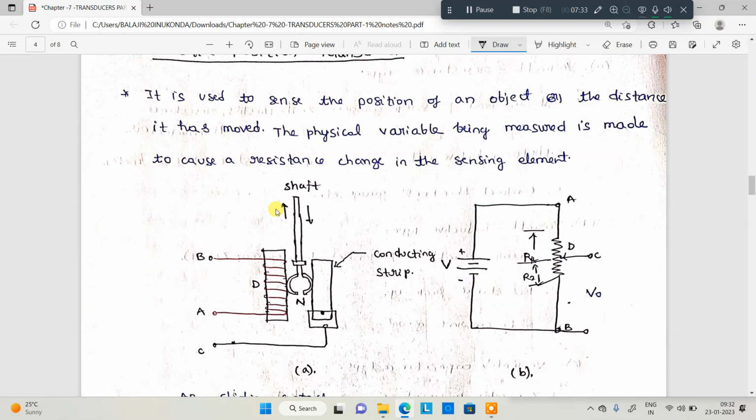In this case, we have one conducting strip. This is a conducting strip. The other one is some mobile shaft present in between, and then here A and B terminals are connected to this particular solenoid. Right now, in this particular case, what will happen?